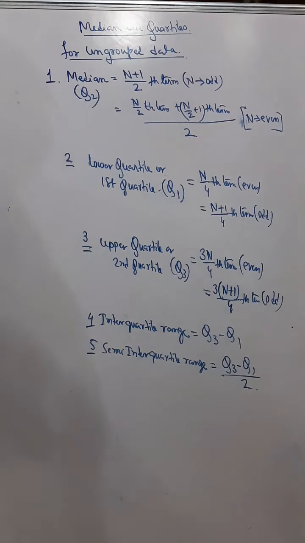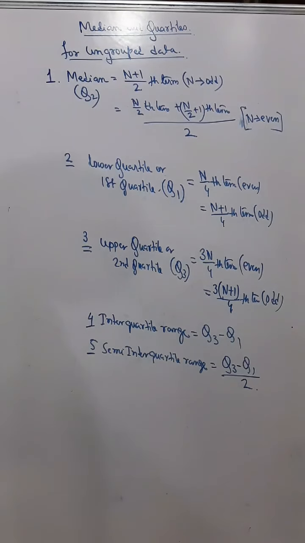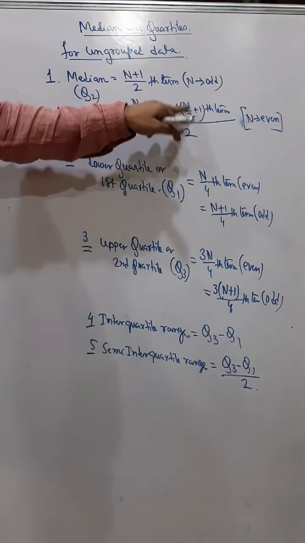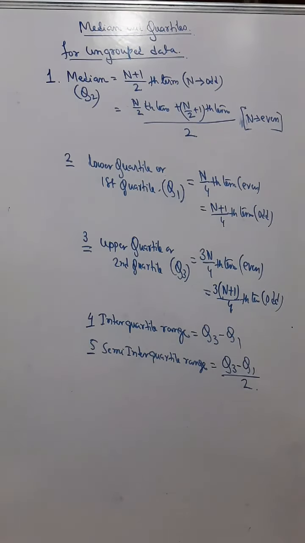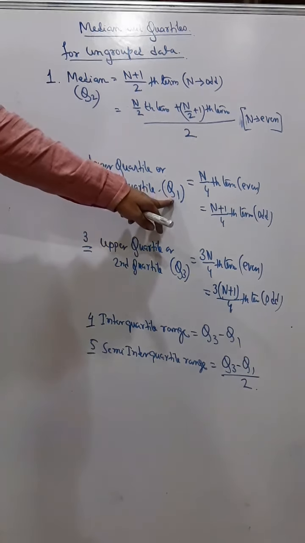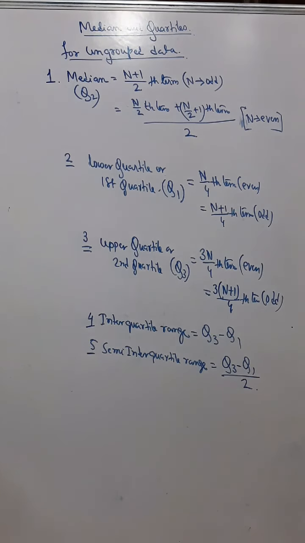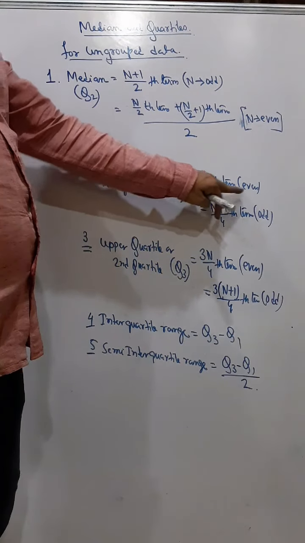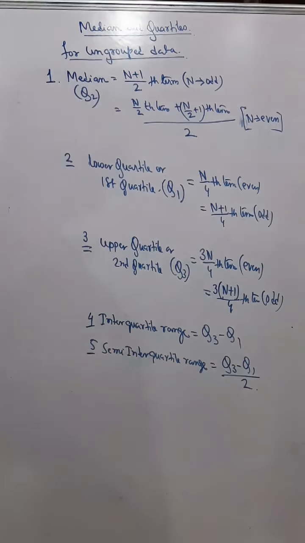Similarly, when the number of terms is even, we use the formula: the n by 2th term plus the (n by 2 plus 1)th term, divided by 2. We'll explain later when I do the sums. First just understand the formula. Lower quartile, or first quartile, is symbolically Q1, and the median is symbolically Q2. Q1 is the n by 4th term when n is even, and the (n plus 1) by 4th term when n is odd.